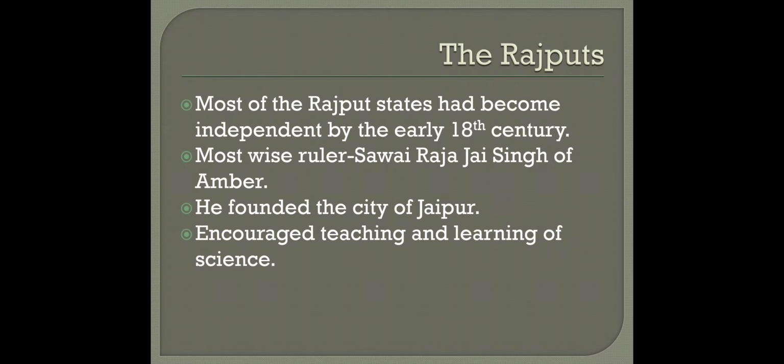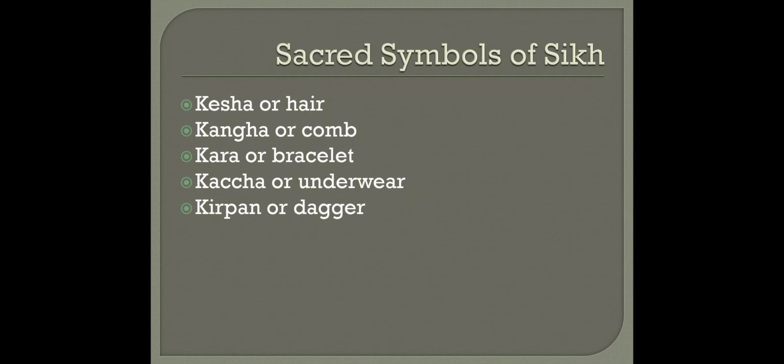Those 5 sacred symbols are Kesh, which means hair. Second is Kangha, which means comb. Third is Kada, the bracelet. Fourth is Kacha, which is the underwear. Then Kirpan, which is the dagger. I'll explain the reason behind wearing all these 5 sacred symbols one by one.